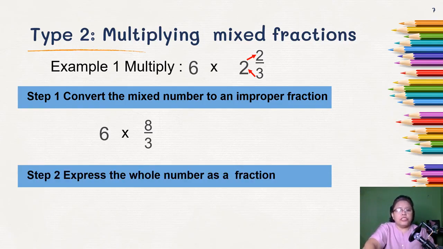So, yung 6 na whole number ay gagawin nating fraction. And lahat ng whole number ay pwede mong lagyan ng 1 sa baba. Kasi parang ano lang yan eh. Kung merong 6 pesos, kukuhanin ng isang tao, di magkano pera niya? Eh, di ba 6 pesos lang din? So, 6 divided by 1 is just 6. So, lalagyan lang natin ng 1 sa baba. So, 6 over 1 times 8 over 3. So, ano na ngayon ang sunod natin gawin?